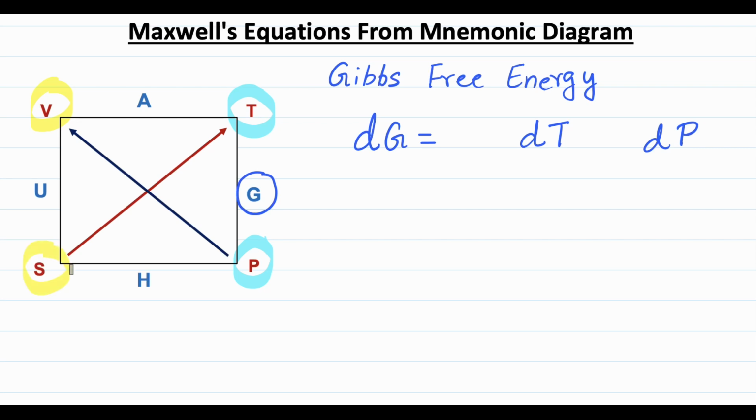We can see the diagonal arrow is pointing away from entropy, so we can write it as minus S dT, and the diagonal arrow is pointing towards volume, so we can write plus V dP. So the total differential for Gibbs free energy is dG is equal to minus S dT plus V dP. Now we have all the four differential equations. We will see how to write Maxwell's equations from the total differential expressions.